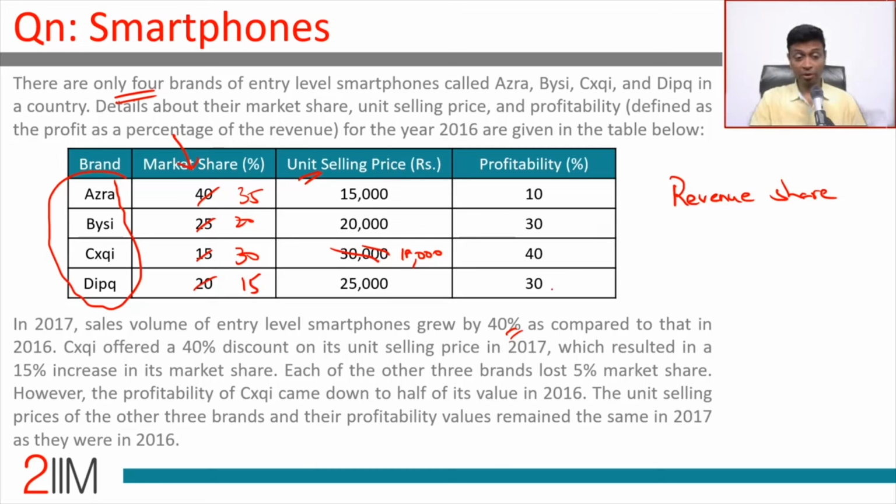The unit selling price of the other three brands and the profitability values remain the same. The profitability of Cxqi came down to half of its value. This becomes 20, these remain the same. And so Cxqi has slashed its price, dropped its profitability, and increased its market share. Right? Wonderful.